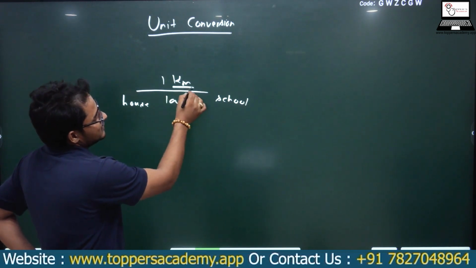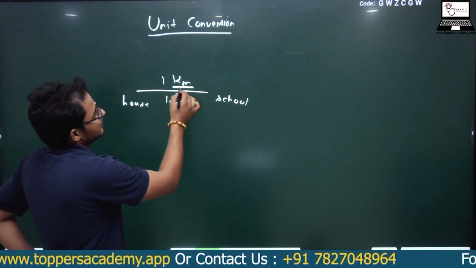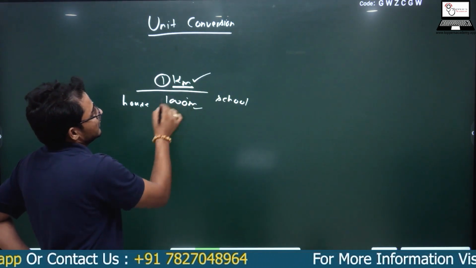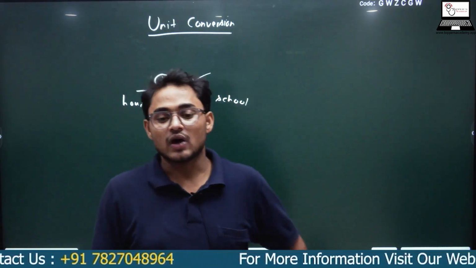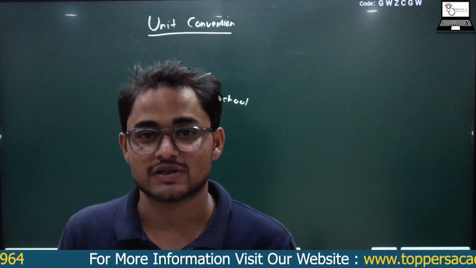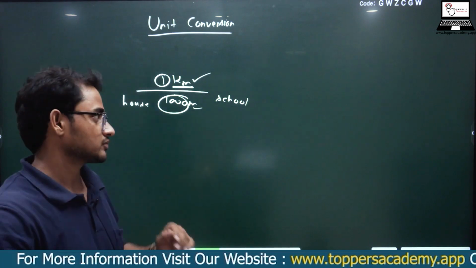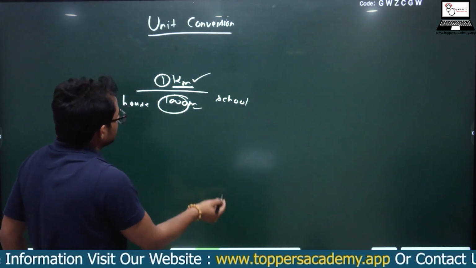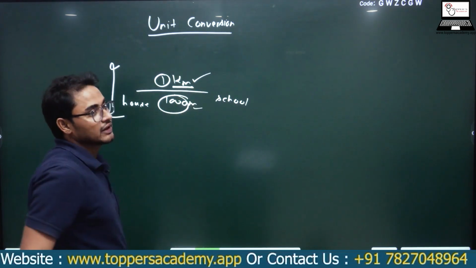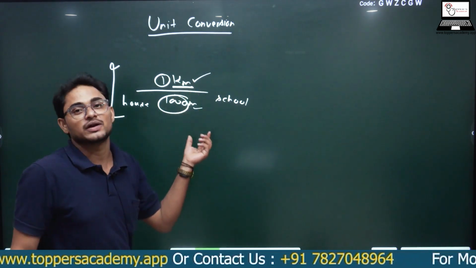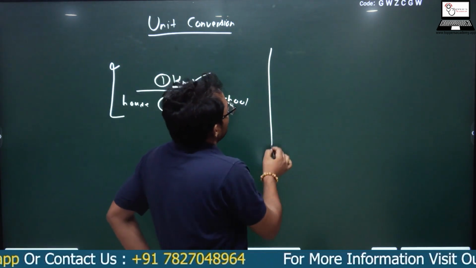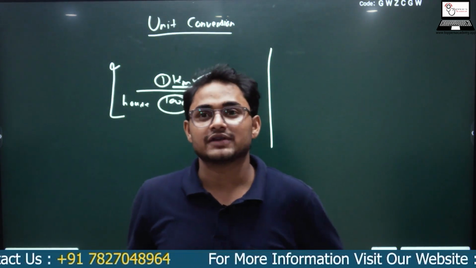If the unit changes, the value also changes. Listen, I have changed the unit kilometer to meter, and the value also changed from 1 to 1000. So as the unit changes, the value also changes. So we are going to deal with how to change one unit to another unit. When do we require this? When we solve the questions of physical chemistry.